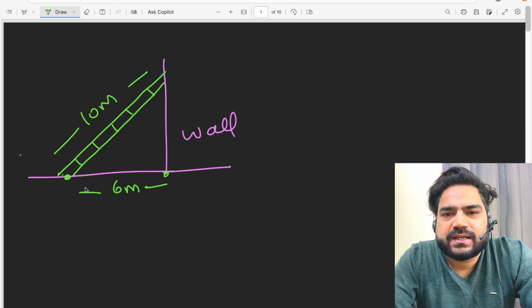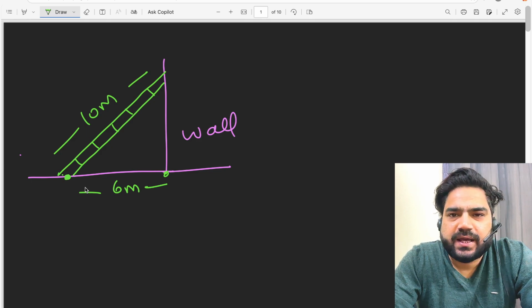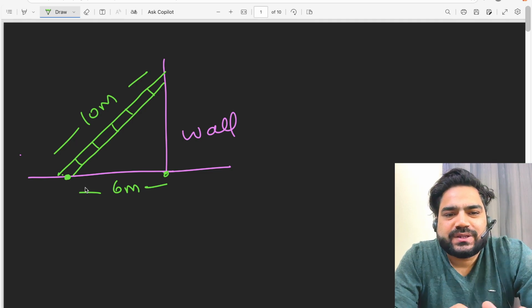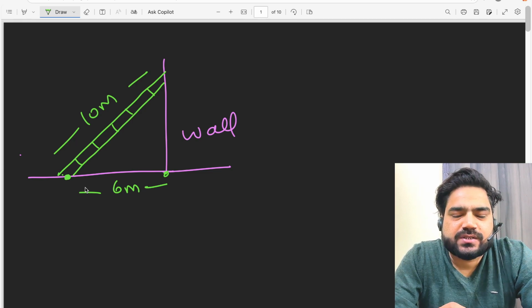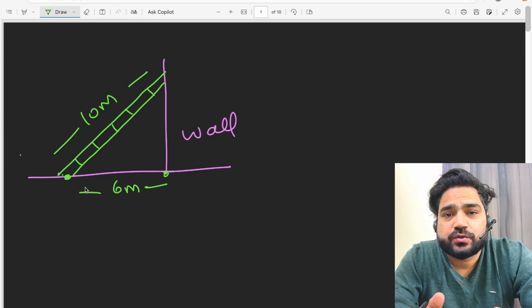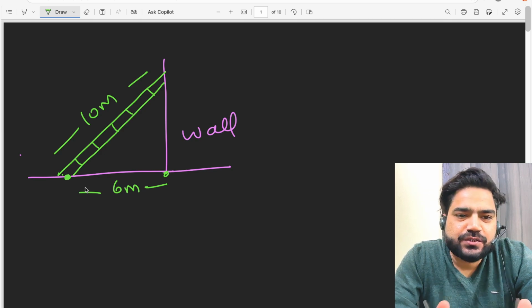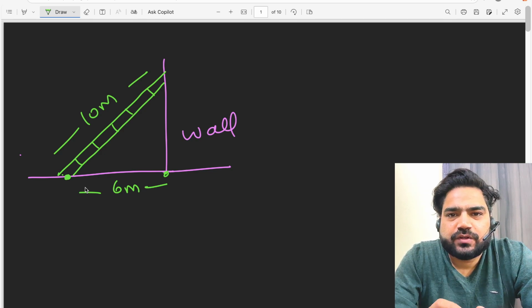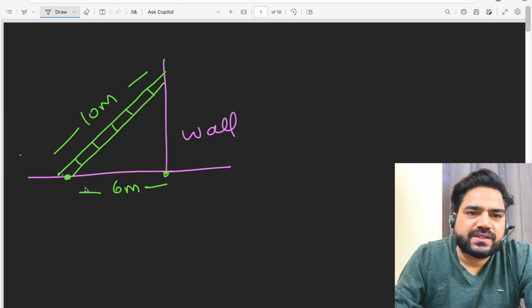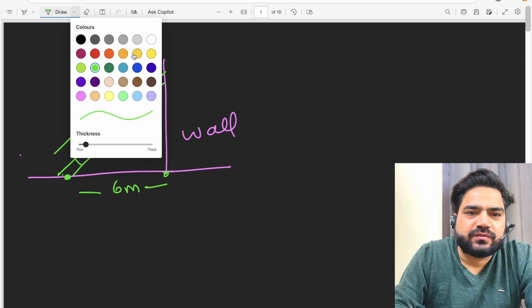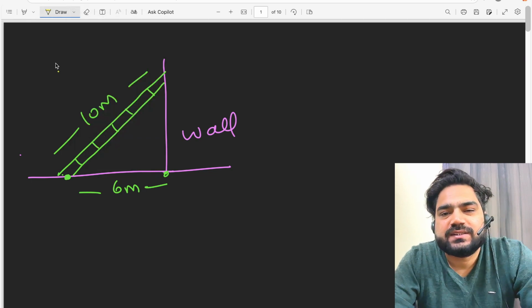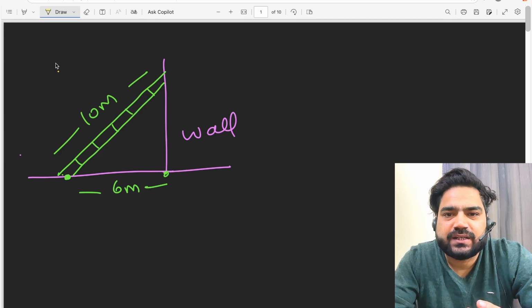By looking at this figure, can you tell me what angle the ladder is making with the horizontal line, the baseline? To solve these types of practical questions, we can use the inverse of a function. In this question we will apply the inverse of a trigonometric function. Let me solve this first, and then we will look at what a function is and what the inverse of a function is.